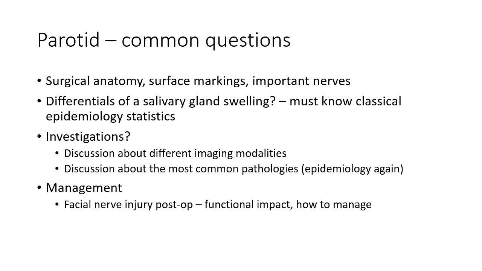Important things in the parotid Q&A would be the surgical anatomy, the surface marking of the parotid duct, which is a very popular question among examiners. The important nerves, the 5 different branches of the facial nerve, right, and the differentials of any salivary gland swelling. Know the classical 80% rule, right, which is that 80% of salivary gland neoplasms arise in the parotid, of which 80% are benign, of which 80% are pleomorphic adenomas, right.